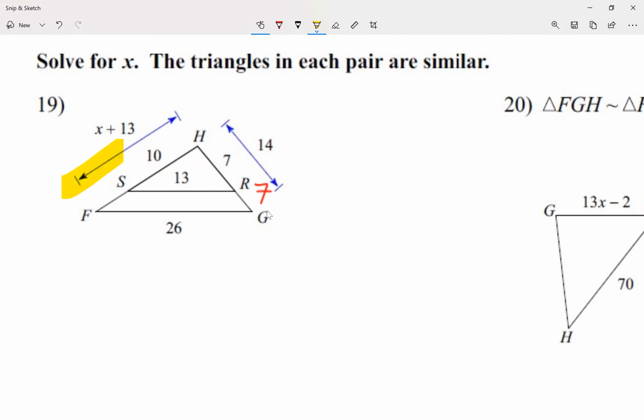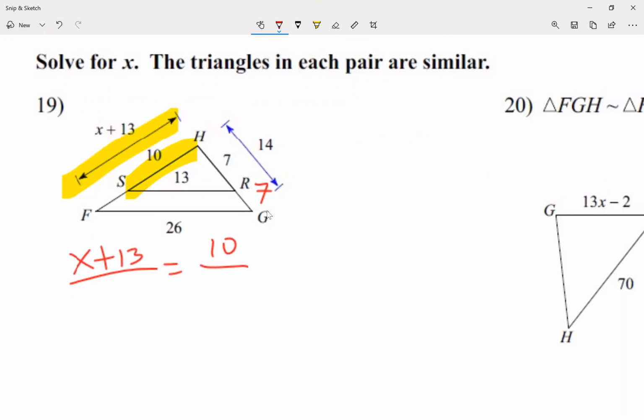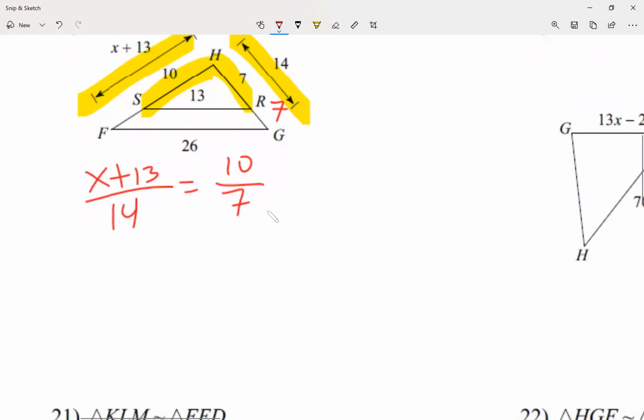So x plus 13, I'm going to use on one side x plus 13 and 10. So x plus 13 and 10. Now x plus 13 is the whole side. So that goes with 14. 10 goes with 7. Now I'm going to cross multiply.